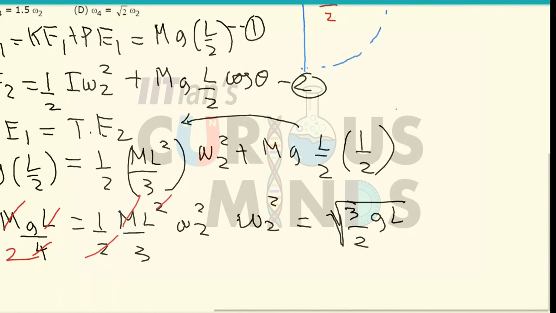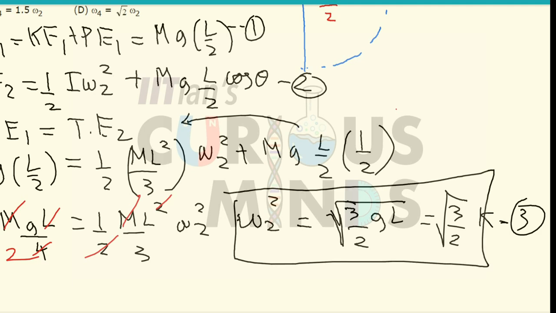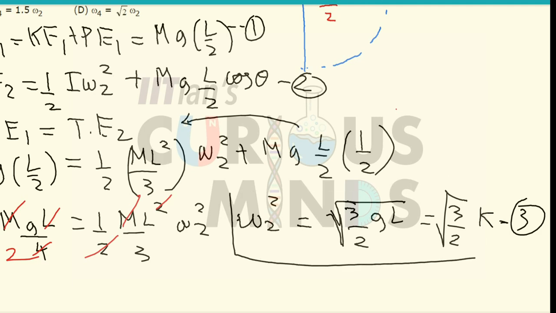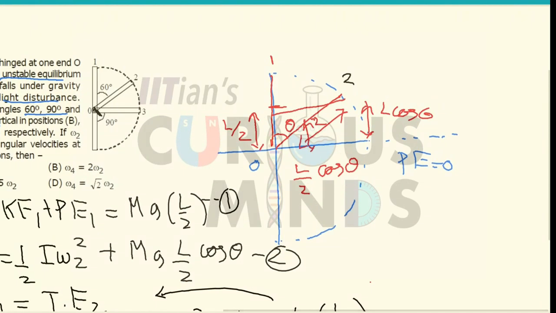Okay, in all these equations root gl will remain constant, so I will write this as root 3 by 2 into constant k. Let this be equation number 3. Let me substitute for different positions. Now I have got the position at 2. Let me find the angular velocity for position 3.